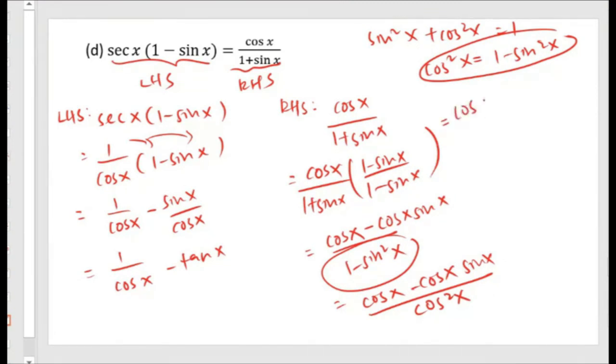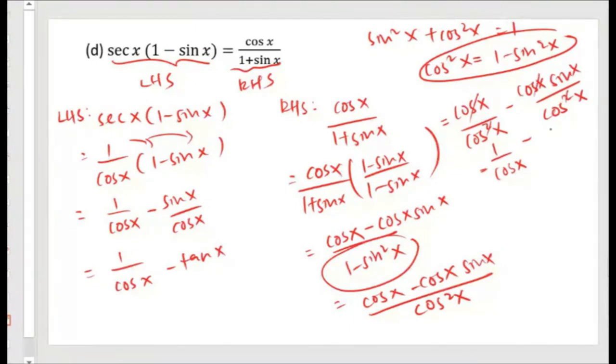This one: cos x over cos squared x minus cos x sine x over cos squared x. So it becomes 1 over cos x, and sine x over cos x. You see this? 1 over cos x minus tangent x. You see these two are the same or not?